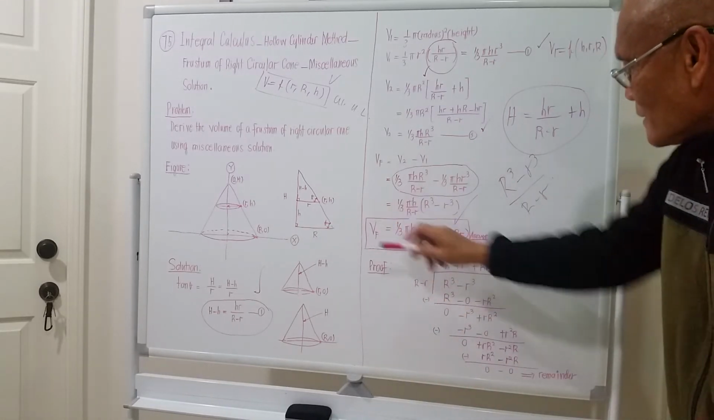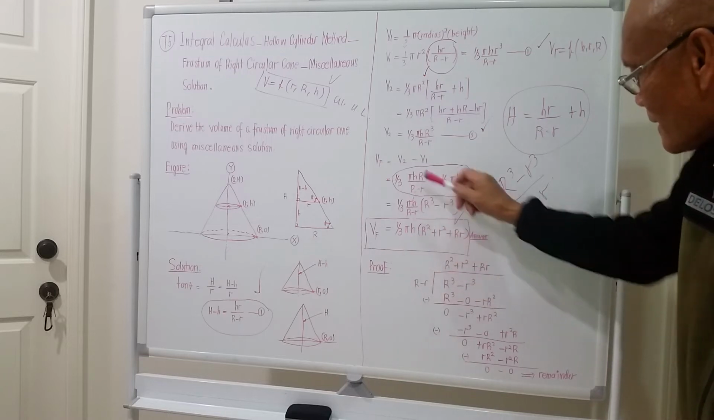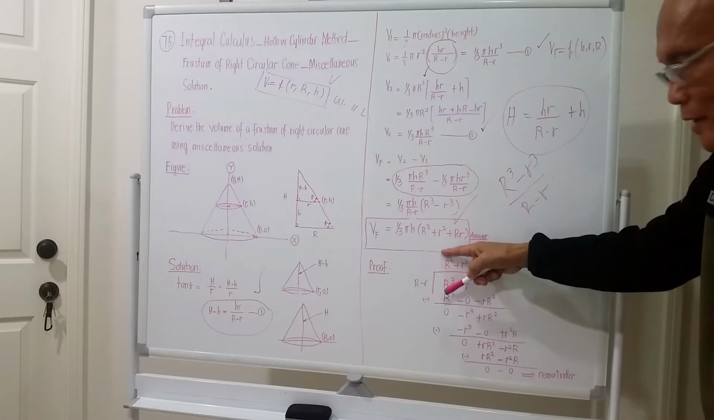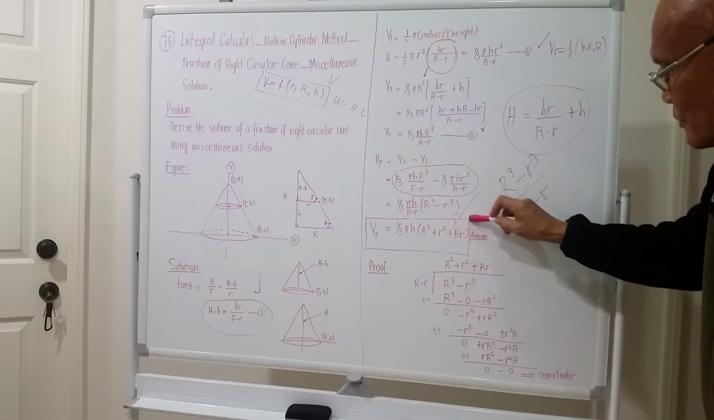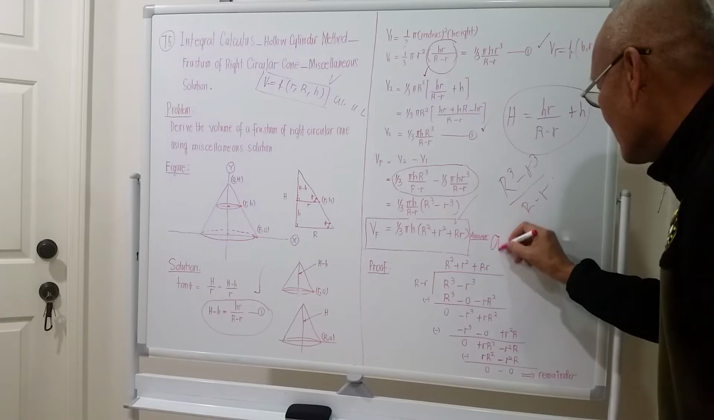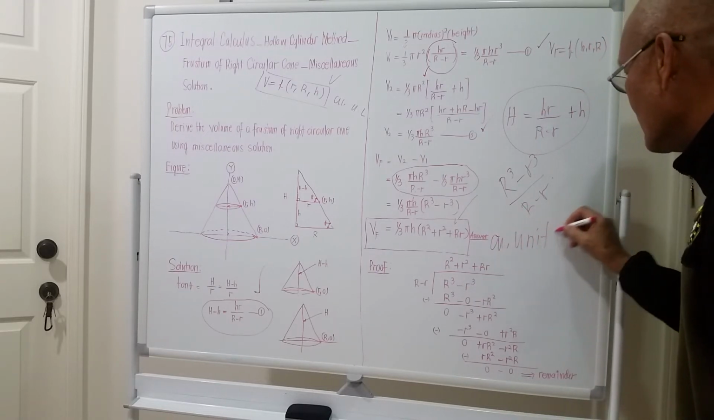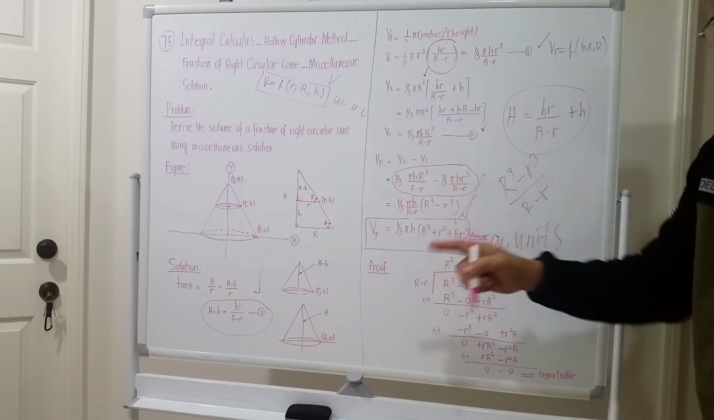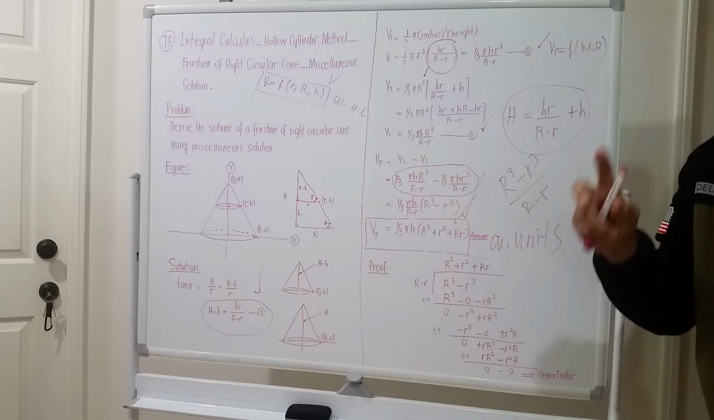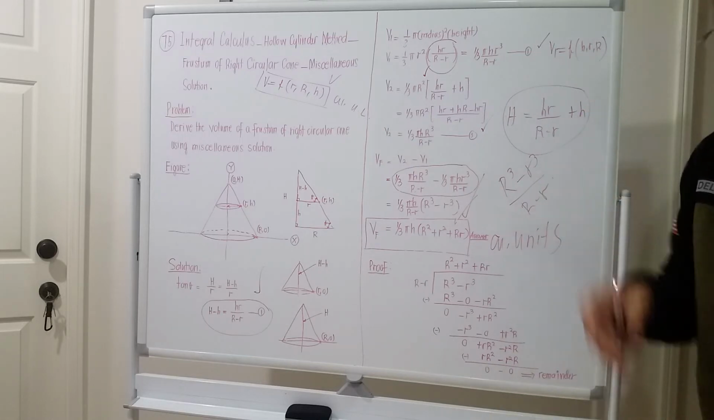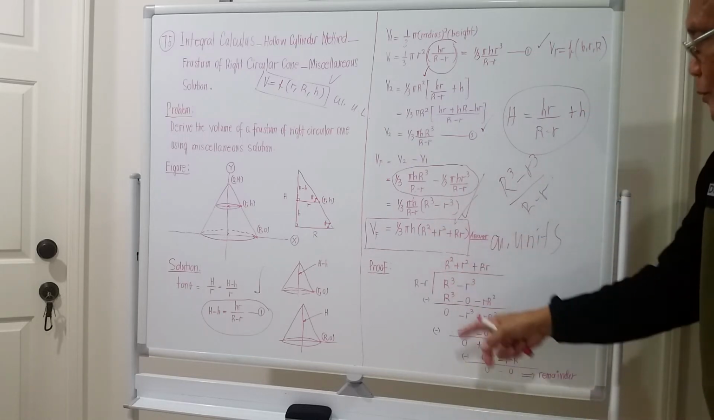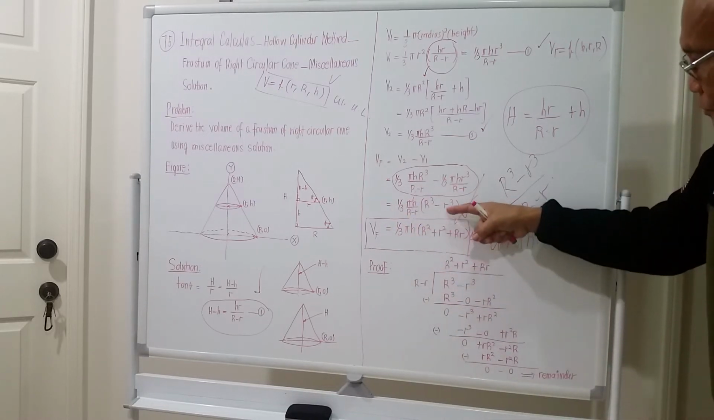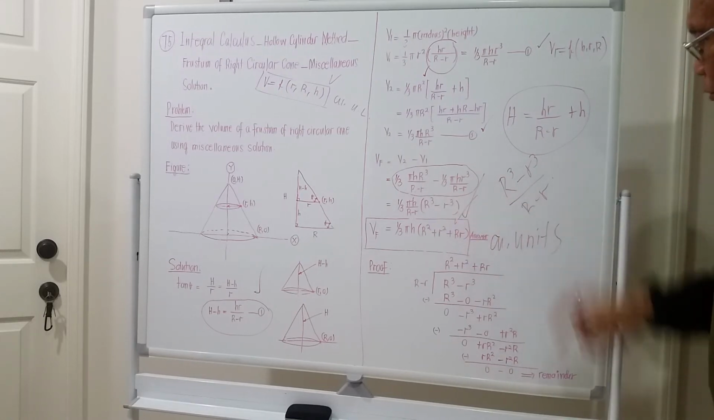Volume of Frustum in general now will be 1/3 pi H times the quantity big R square plus small r square plus the product of big R times small r, cubic units. Okay? I think I derived this one already using integral calculus under the circular disk method. That is, the volume of a Frustum is actually 1/3 pi H times the quantity big R square plus small r square plus the product of big R times small r.